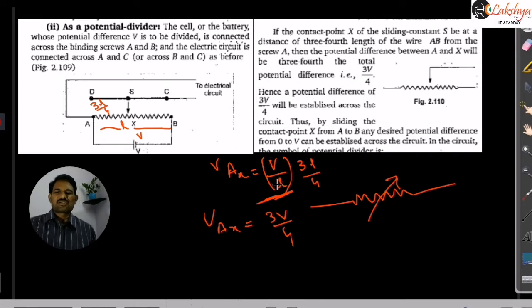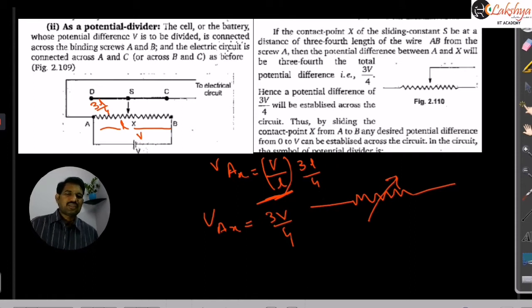So potential gradient means potential drop per unit length. Across whichever part we need to find the potential difference, we multiply by the length of that part. So potential gradient into the length of that part will give the potential difference across that given part. That is an important thing regarding this.